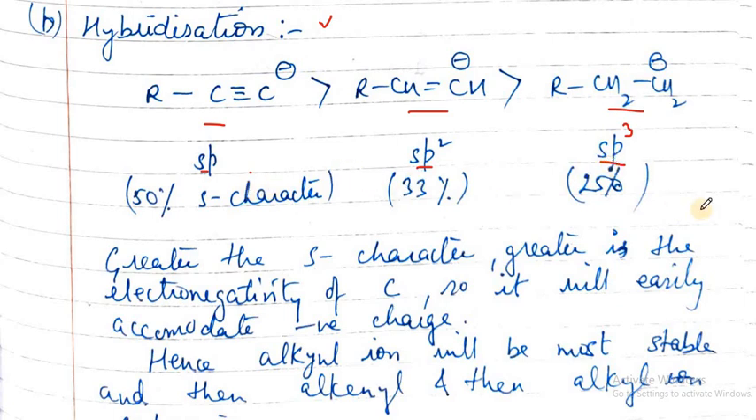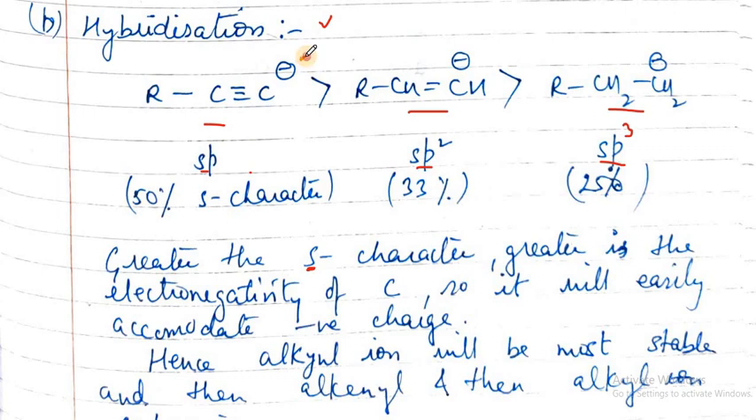Now if we see, as the s character decreases, what is the significance of s character? S character relates to the electronegativity of carbon. The greater the s character, the greater the electronegativity of the carbon, that is, it will attract the shared pair of electrons towards itself, it has more tendency to attract electrons, and so when it is more electronegative, it can easily accommodate negative charge.